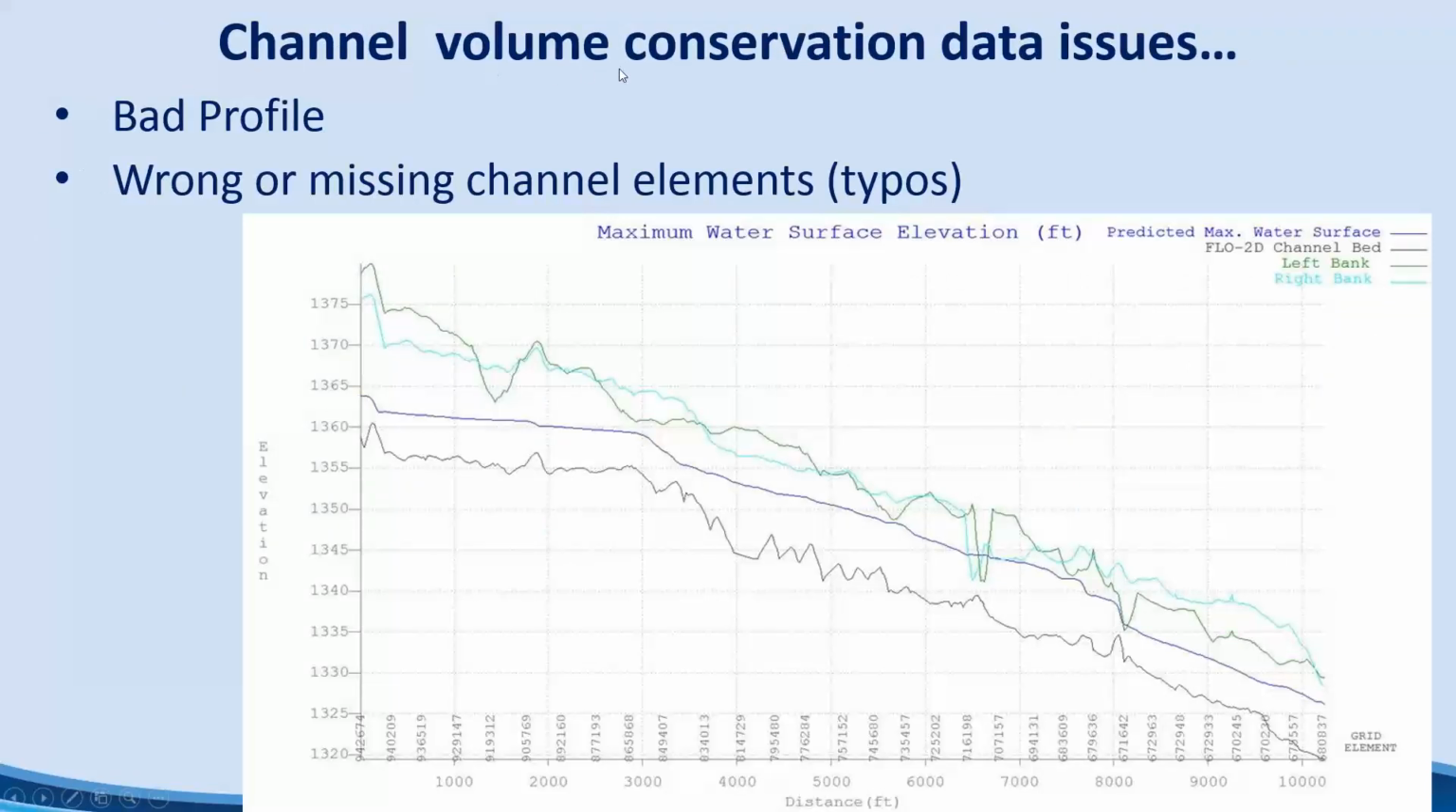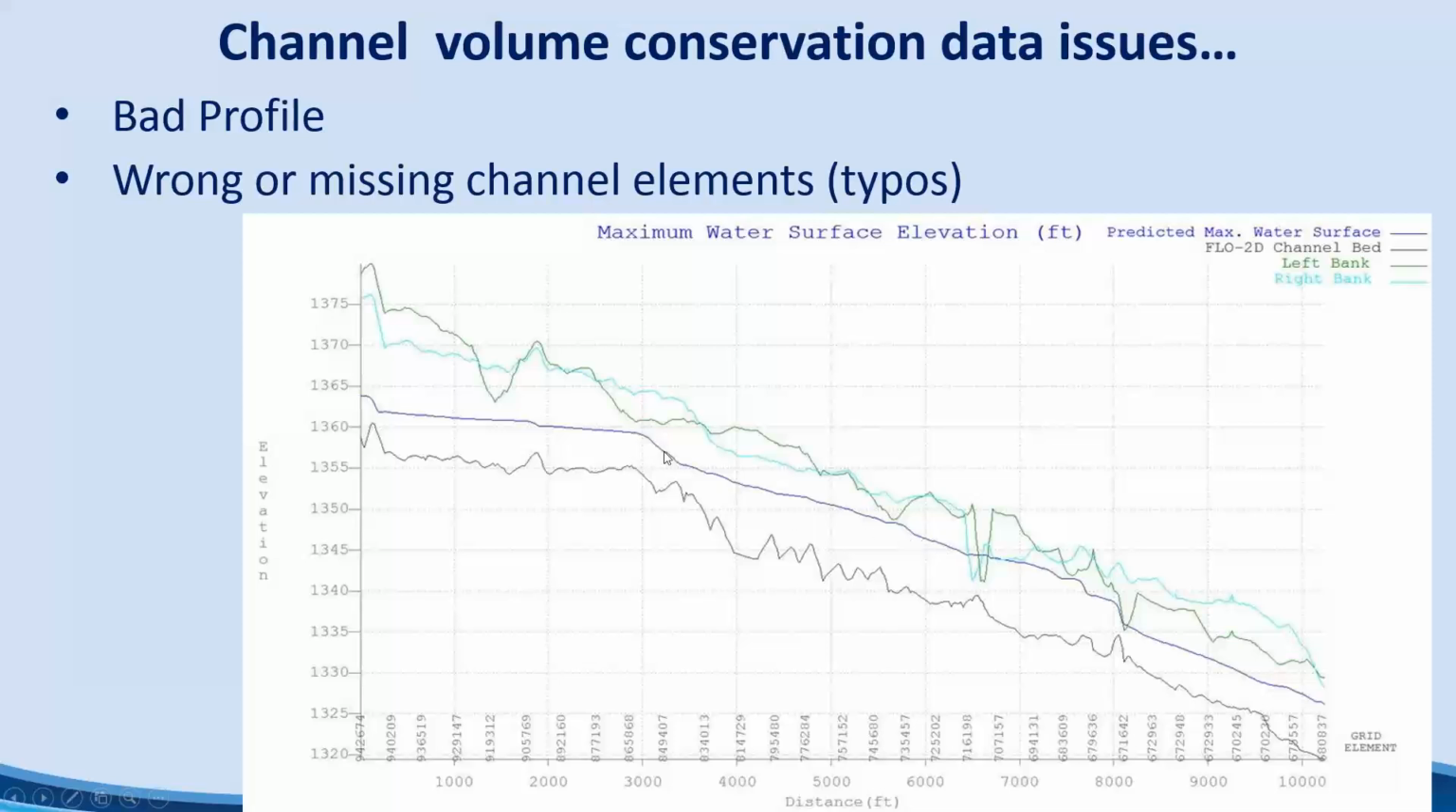Another way to check on volume conservation is looking at the profile. This can be plotted in the profiles routine or in QGIS, and just see if you have a bad profile. Now, adverse bed slopes don't mean that it's a bad model. This can run. Flow2D doesn't care about adverse slope conditions. The right and left banks are plotted and the water's getting overbanked somewhere. If you're not expecting any overbank flow, then that could be a source of a problem with volume conservation, perhaps.